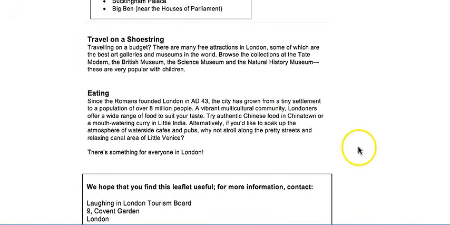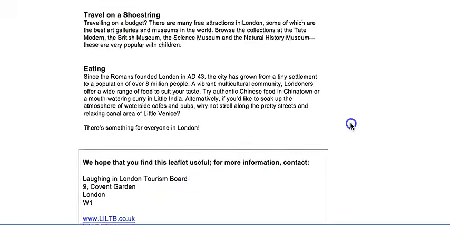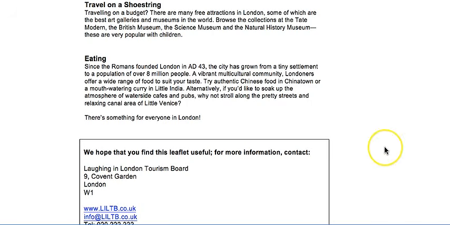Travel on a shoestring. Travelling on a budget, there are many free attractions in London, some of which are the best art galleries and museums in the world. Browse the collections at the Tate Modern, the British Museum, the Science Museum and the Natural History Museum. These are very popular with children.